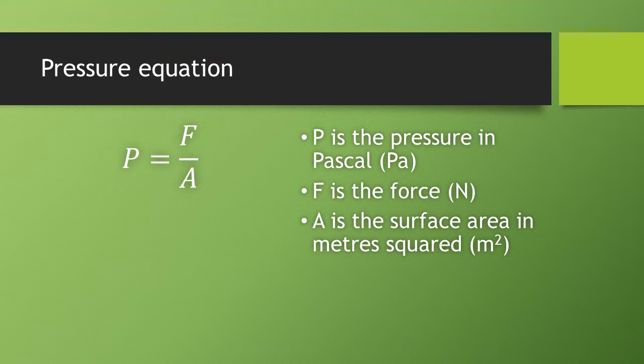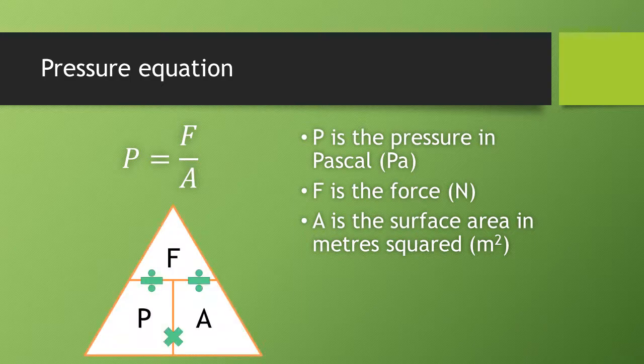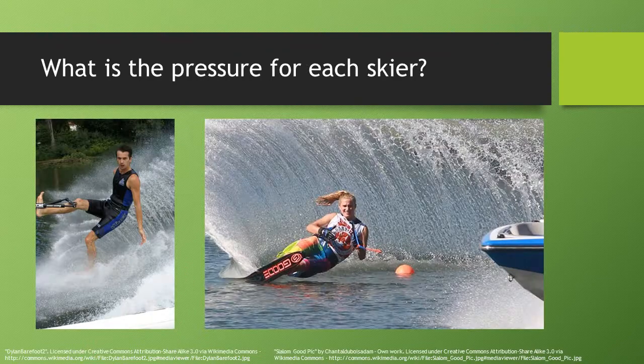This is our pressure equation, that pressure is equal to the force divided by the surface area. P is the pressure measured in a special unit called pascals, F is the force, and A is the surface area, which must be in meters squared. Here is our magic triangle. So we're going to look at two examples to start off with.